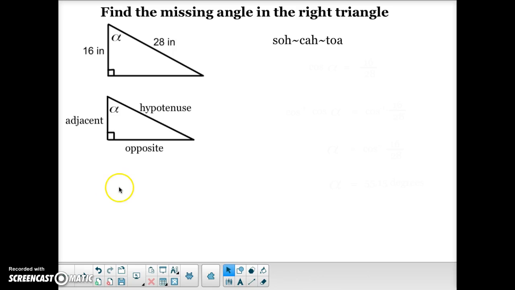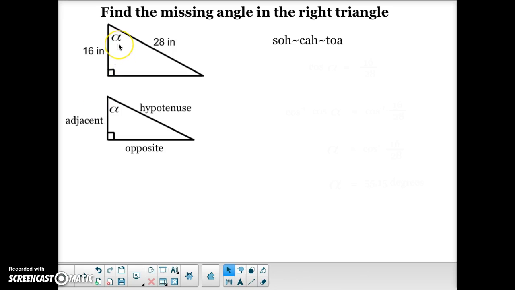If this is my triangle and this is my angle alpha, the side opposite is going to be across from that angle. My hypotenuse on a right triangle is always going to be across from the right angle. Adjacent means right next to. If this is my angle alpha, the leg that makes up the angle is going to be the adjacent side. So in this case, the adjacent side is going to be right here.